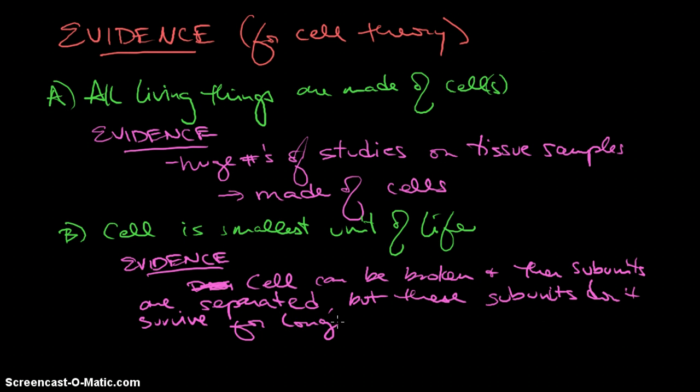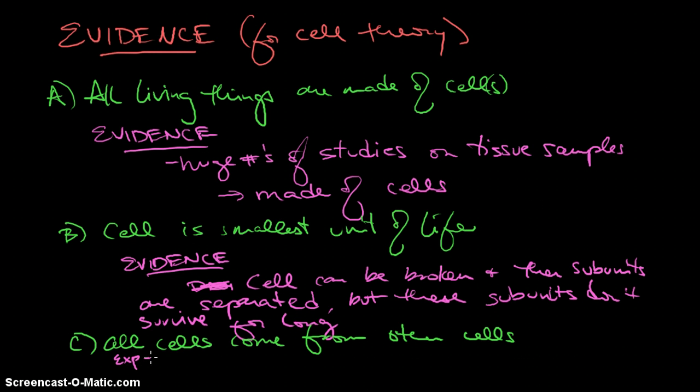They die off. They can't replicate on their own, and so therefore they're not surviving. Alright, so in the limited amount of space I have below, I'm going to write the third one. So all cells come from other cells. And really this is done two ways. We know this from two different things. We've got experiments and observations.